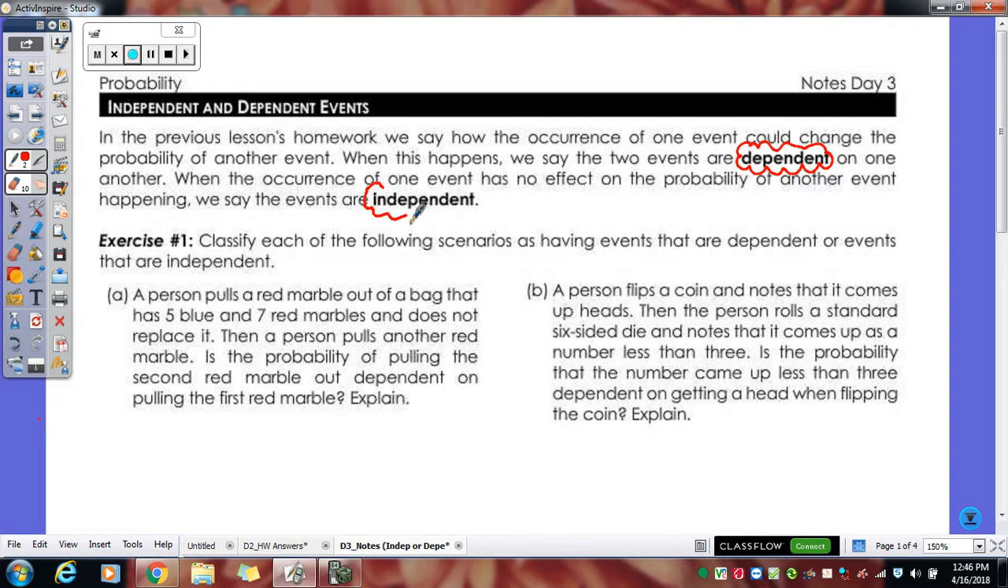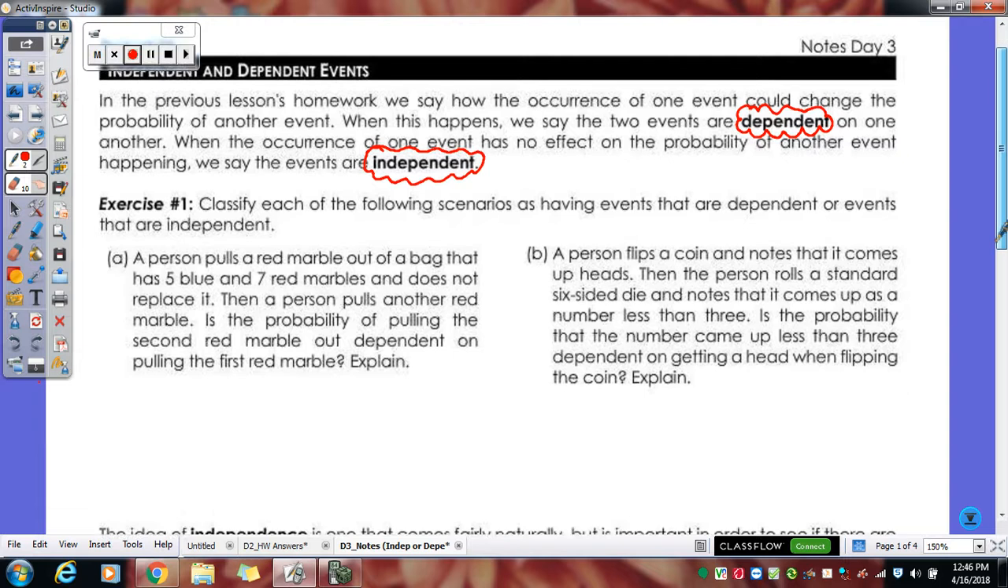Our other kind is independent, which means what you do for the first one does not affect what happens in the second one. So like pulling a card from a deck and spinning a spinner. No matter what you get on that card, it's not going to affect what you would get if you spun the spinner. So those would be independent events. They're not connected in any way.